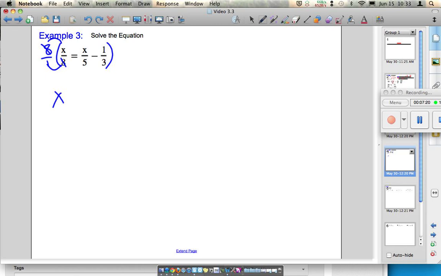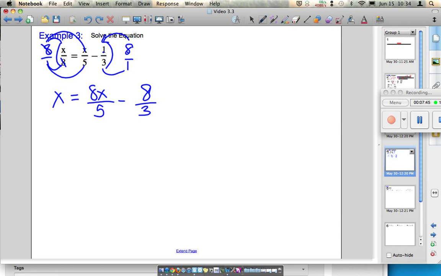I also need to do 8 times this and this. So I'm going to be left with 8x because it won't cancel with the bottom. So I'm timesing everything by 8. So now I'm also going to times this by 8. And I get minus 8 times 1 is 8. 3 times 1 is 3. So I got rid of 1 fraction. You can get rid of them one at a time if you'd like.